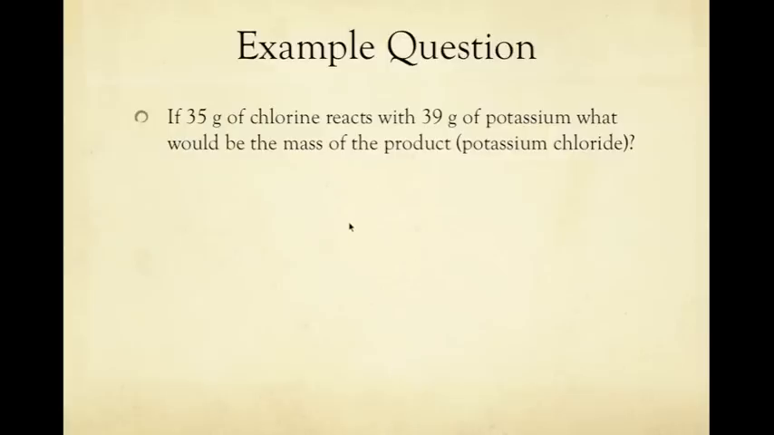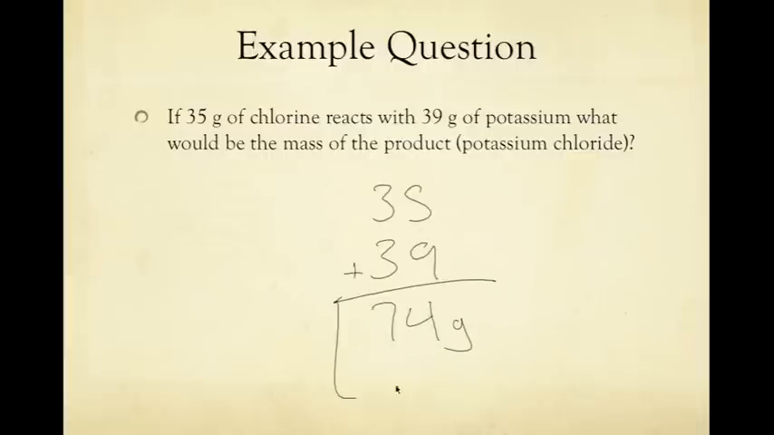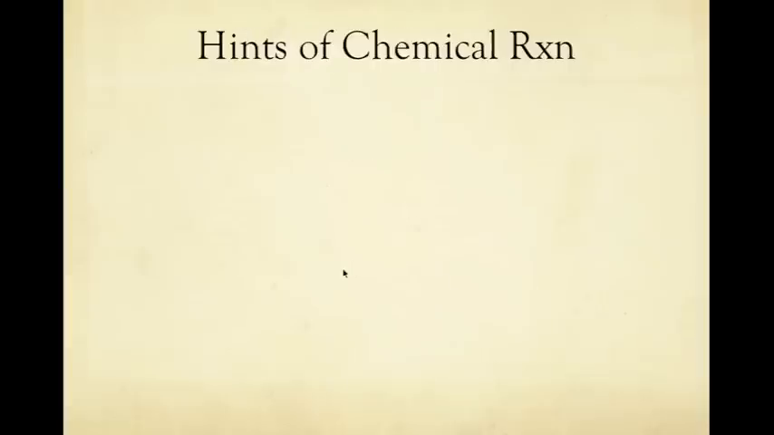Now, we have a little example question. It says if 35 grams of chlorine reacts with 39 grams of potassium, what would be the mass of the product, potassium chloride? Well, here we have 35 and 39. We know that the sum of the reactants is going to equal the product. So we have 35 plus 39, which gives us a total of 74 grams of potassium chloride. Whatever we start with is what we're going to finish with.